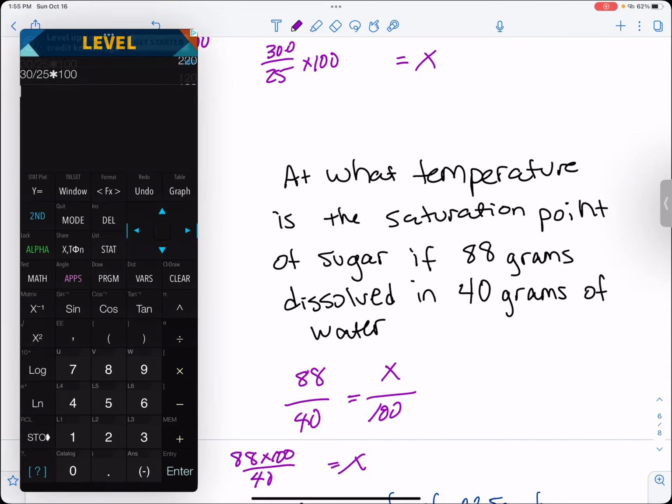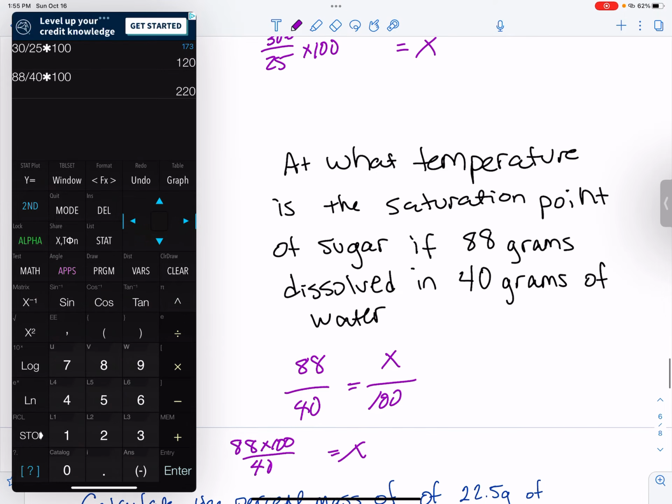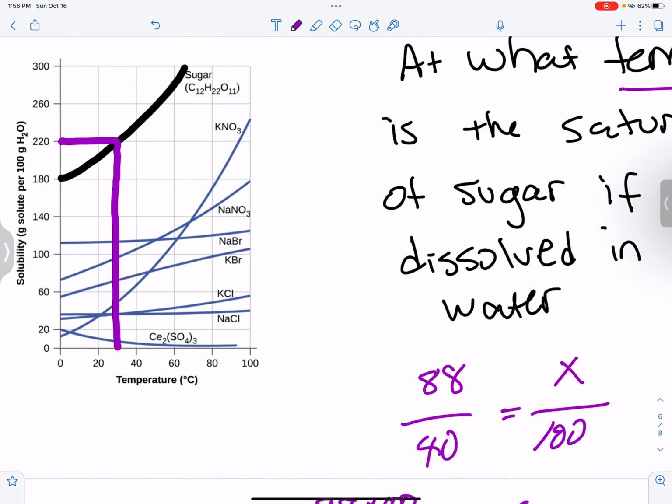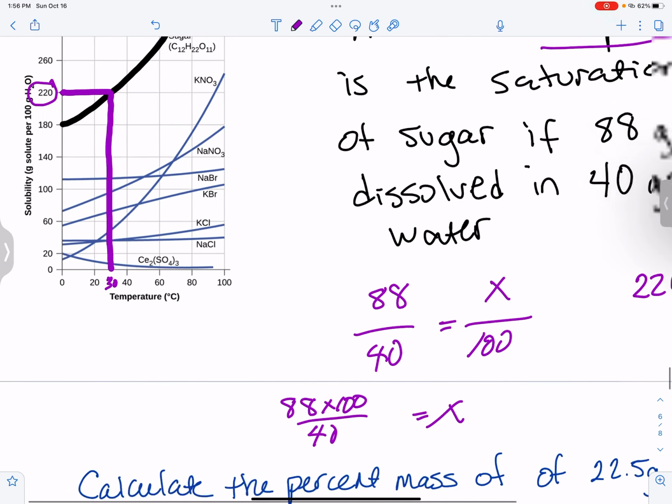If I bring over my calculator, 88 divided by 40 times 100. So that tells me that I can get 220 grams of sugar to dissolve. And we want to know at what temperature I can do that. So I'm going to go up to my sugar. I already have this marked. I've got it at 220. And I go over until I hit the line. And when I hit the line, I go down. And that gets my temperature somewhere around 30 degrees Celsius.